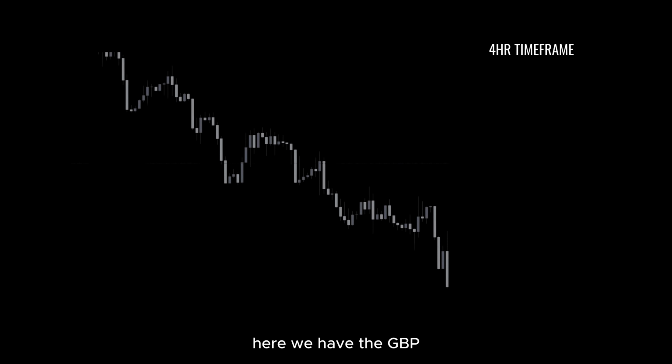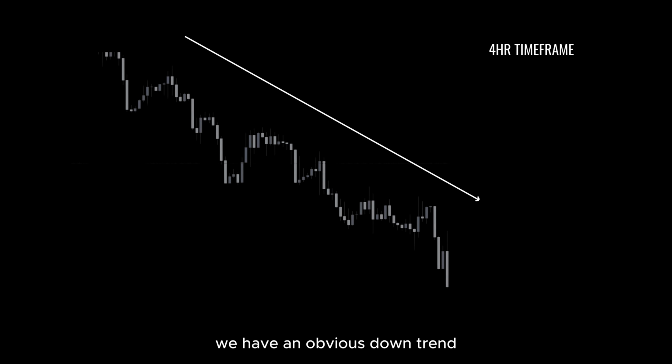Here, we have the GBP/USD chart in a 4-hour time frame. This is our higher time frame chart, and we will later zoom into the 1-hour time frame to observe more details and combine our factors. We have an obvious downtrend. Let's identify the most recent impulse, correction, and pullback.